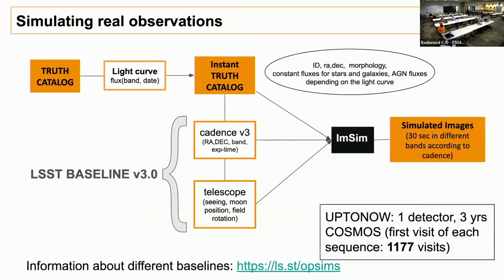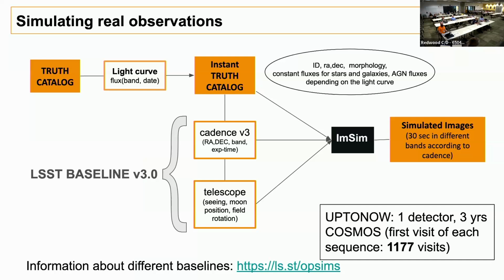So this is the chart. How do we then simulate the images? So now we have the instance truth catalog with fluxes varying over time, and then we get the sky conditions, telescope conditions, everything LSST related directly from the baseline. And we feed all of this information into ImSim, which is the same software that was used by DESC in the CosmoDC2, in order to create single visit 30-second exposures in any of the LSST bands.